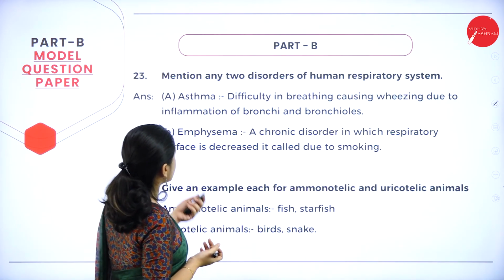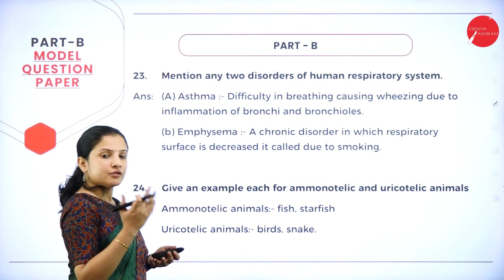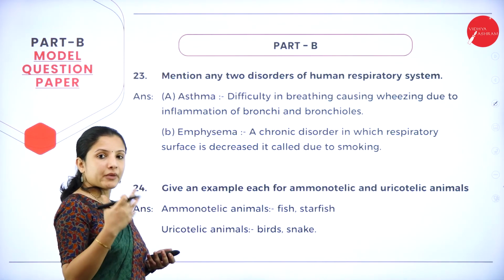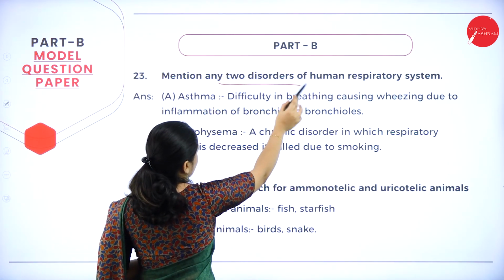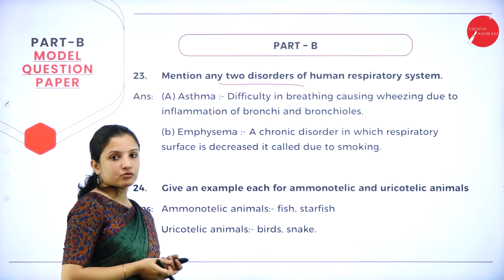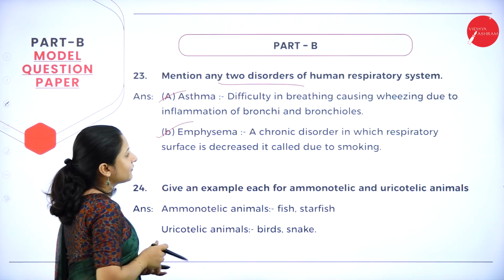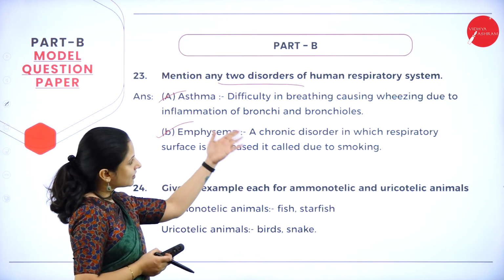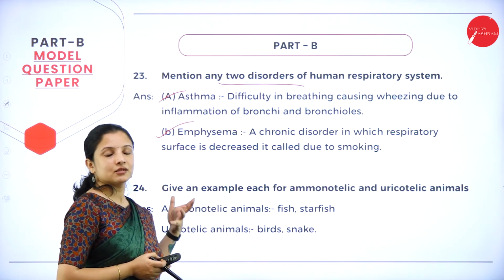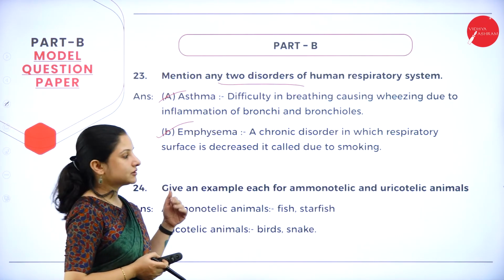Moving on to next question. Mention any 2 disorders of human respiratory system. So here they have asked you to mention any 2 disorders. You can just write asthma and one more is emphysema. But if time permits, please write what it is at least, so that it will look like a 2 mark answer. So that is the reason.